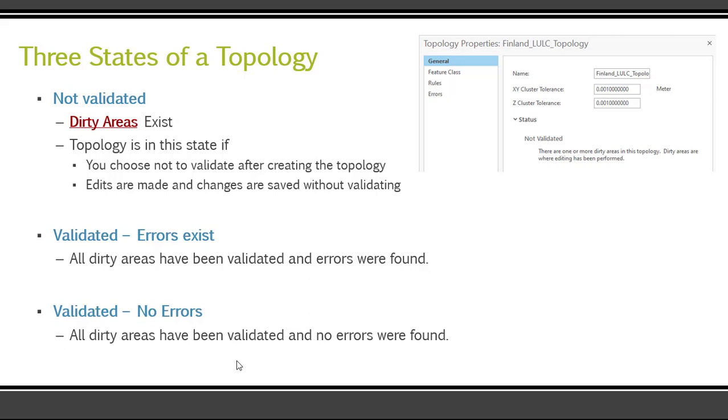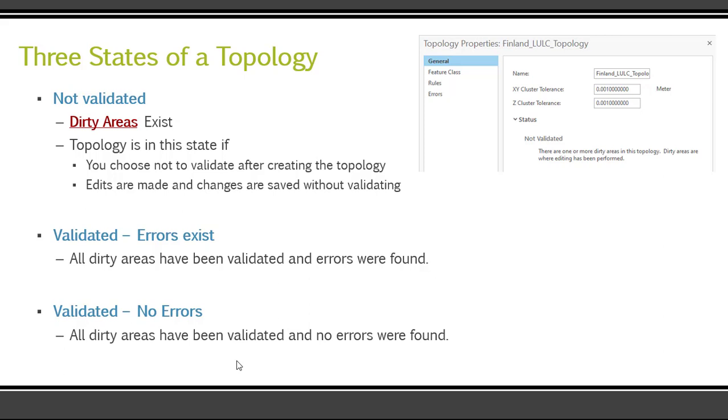When you have validated errors exist, it means that whoever created the topology or is working with it went through the validation process. The software went and looked at all of the rules, evaluated against all the data sets, but you have some errors. Now, errors just simply mean that your data is not following the letter of the law with the rule.